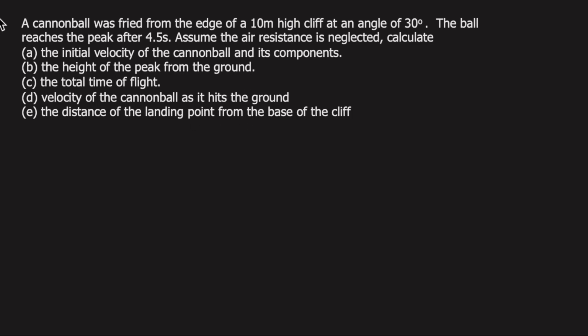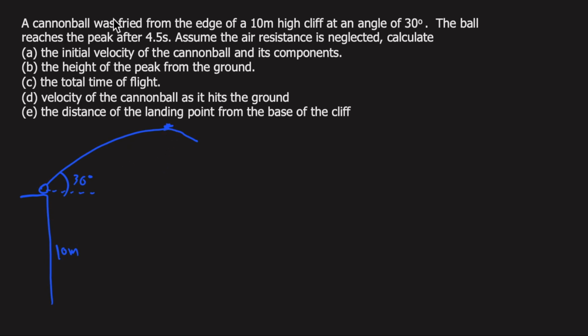To solve this problem, first, let's draw an illustration showing this situation. So this is the cliff. This is 10 meters high. And then we have here a cannonball. So let's say this is the cannonball. So it was fired at an angle of 30 degrees. So note that this is not on scale. So this is 30 degrees. Now this ball reaches this peak here in 4.5 seconds.